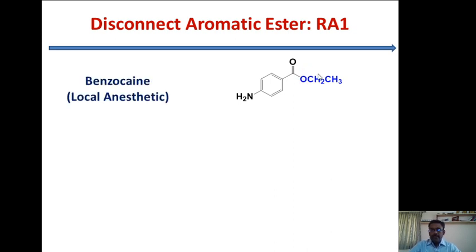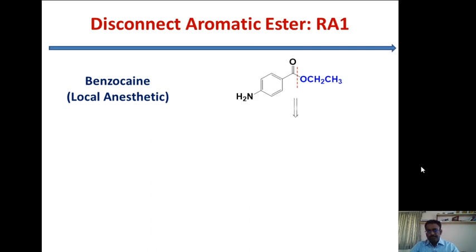This molecule is called benzocaine. It is used as a local anesthetic in cases of oral ulcer or in some cough drops. So here we can do the disconnection at the ester bond, the C-O bond.